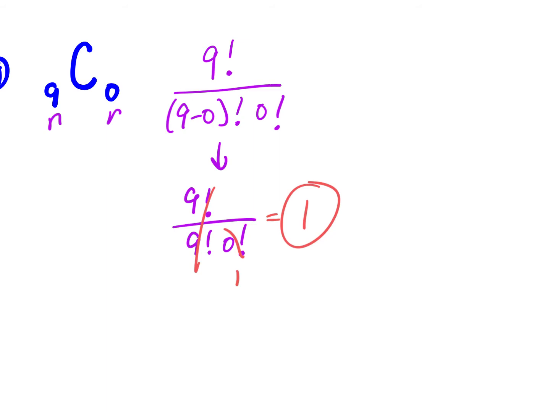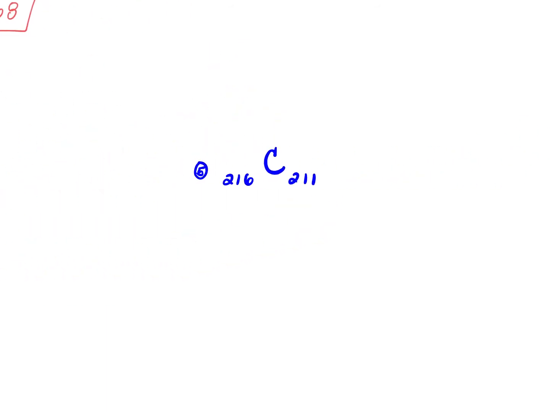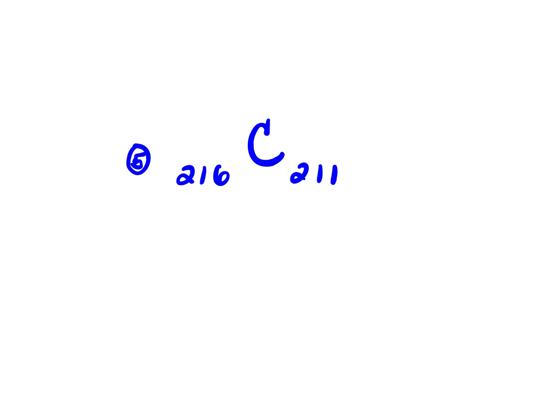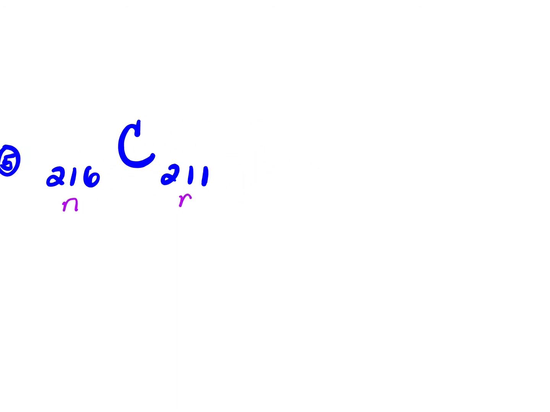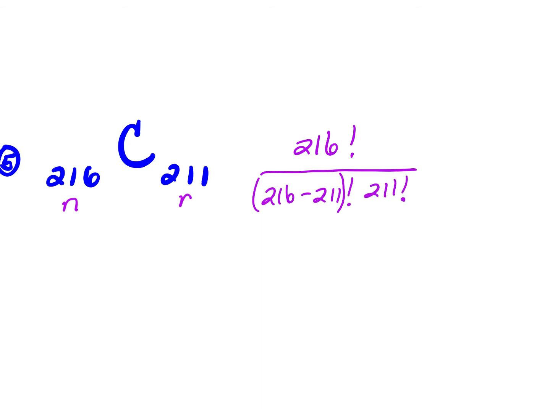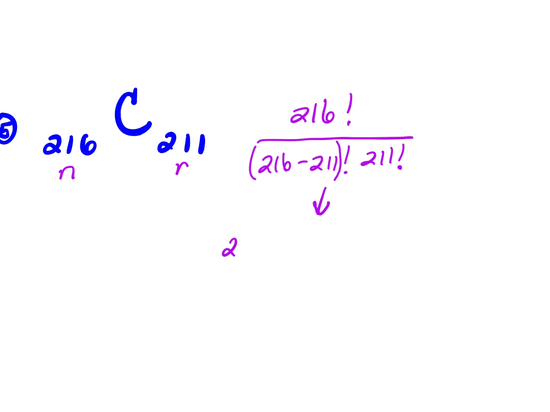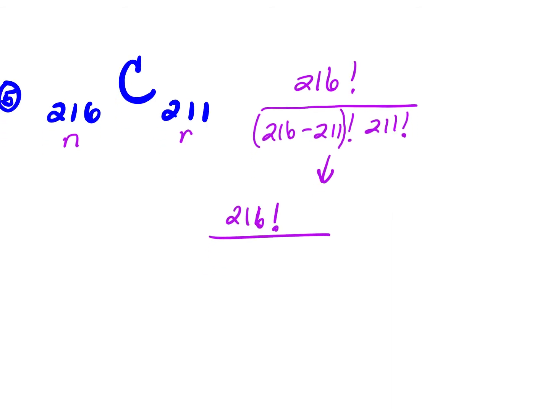Yep. All right, last one, then we're going to get to the fun ones. Woo, we got nice big old numbers here. N and R. So I have 216 factorial over 216 minus 211 factorial, whoops, times 211 factorial. Simplify. 216 factorial over, what's 216 minus 211? Yep. 5 factorial over 211 factorial.